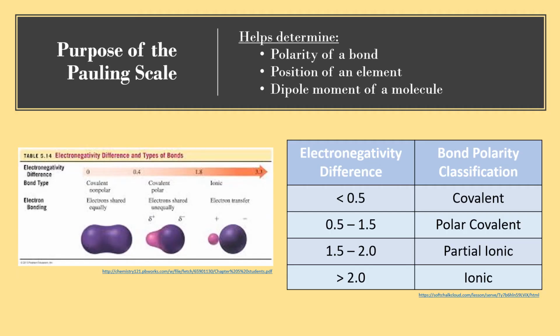Okay, so now the purpose of the Pauling scale is that it helps us determine the polarity of a bond, the position of an element, and the dipole moment of a molecule. These two images below show that depending on the electronegativity difference, it will give you a different bond type. So let's say, for example, the electronegativity difference is less than 0.5, it would be a covalent bond, and so on and so forth.